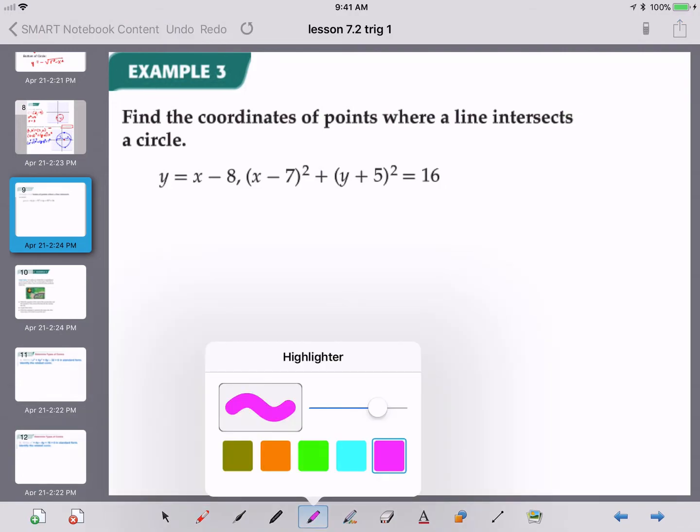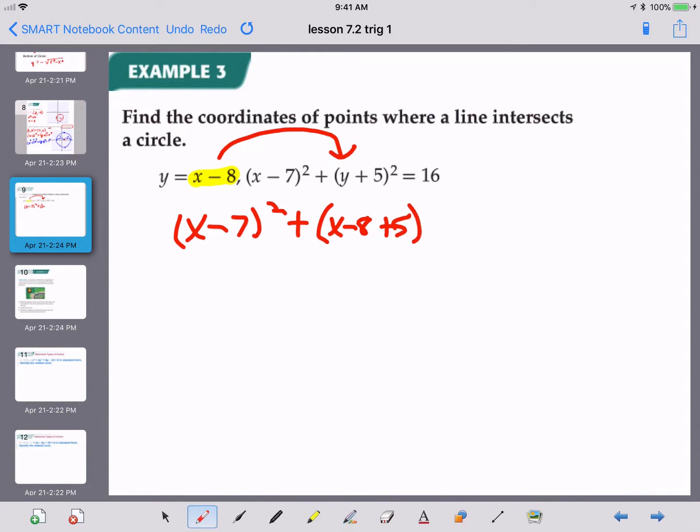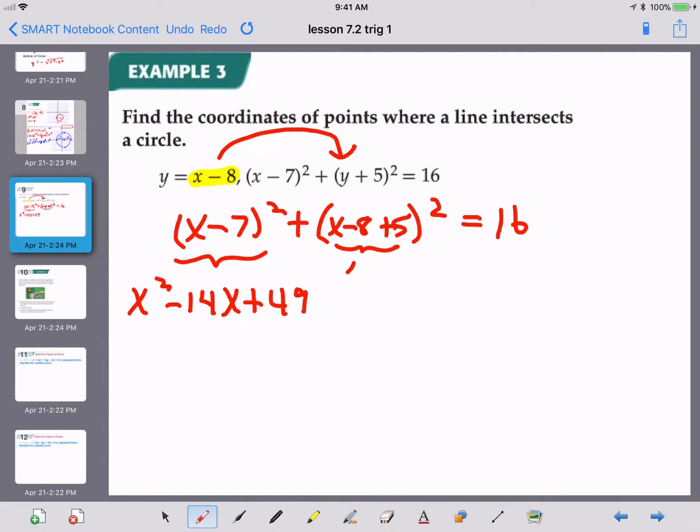Well, we're going to use a trick of systems of equations. We're going to take this, and we're going to substitute it in for the y. So we can use substitution. So we get (x - 7)² + (x - 8 + 5)² = 16. Well, (x - 7)², let's actually multiply all that out. That's going to be x² - 14x + 49. Now let's think about this little piece right there. Inside, it's really x - 3. Now when we square that, we have to FOIL it. So we get x² - 6x + 9 = 16.